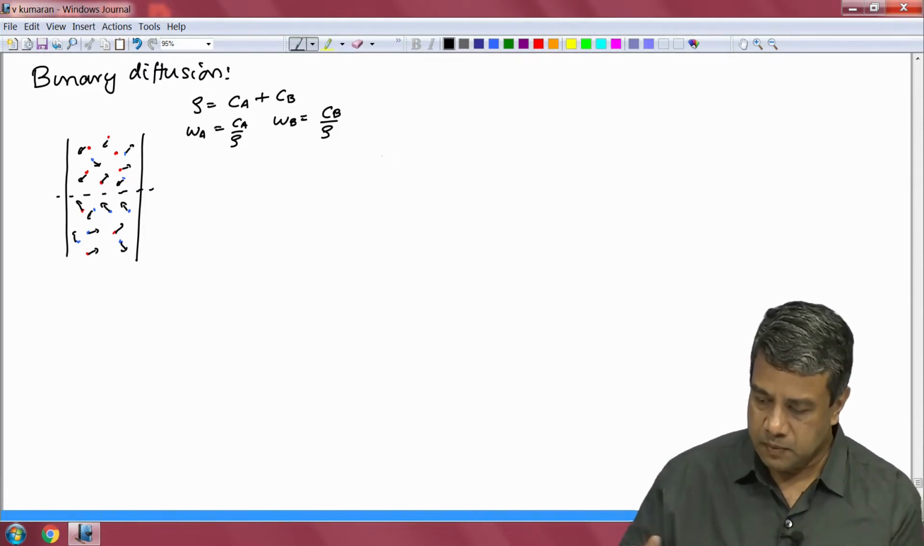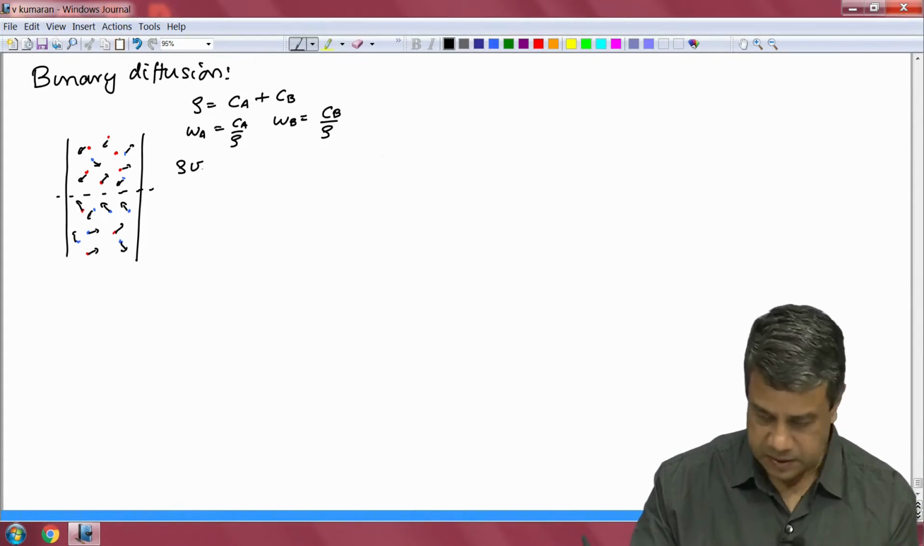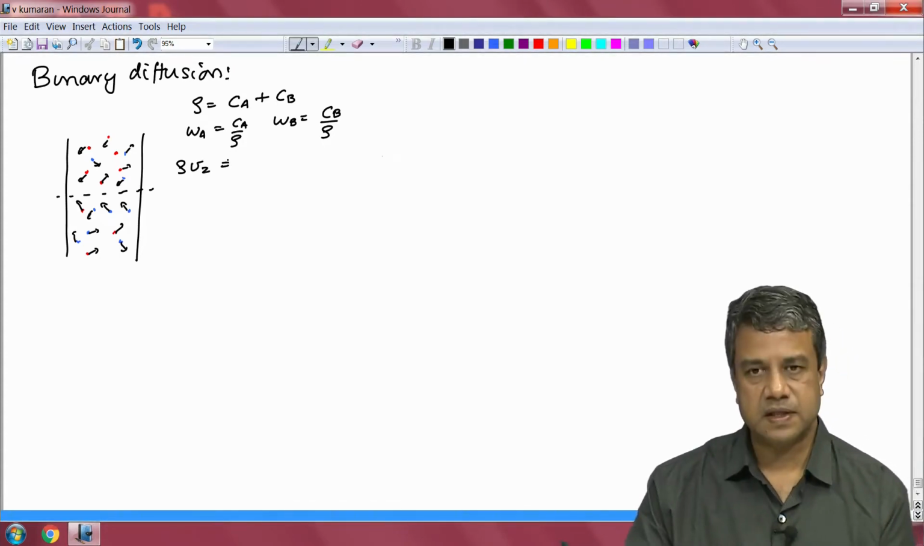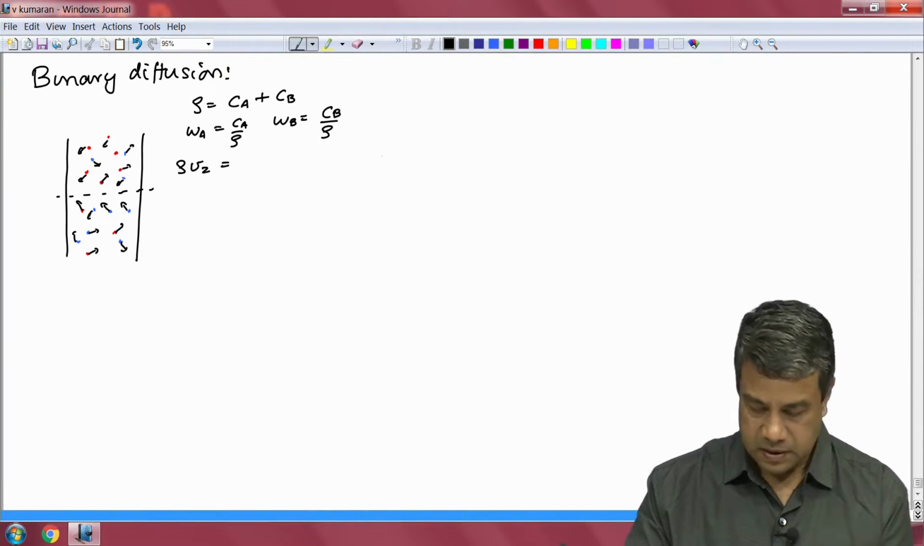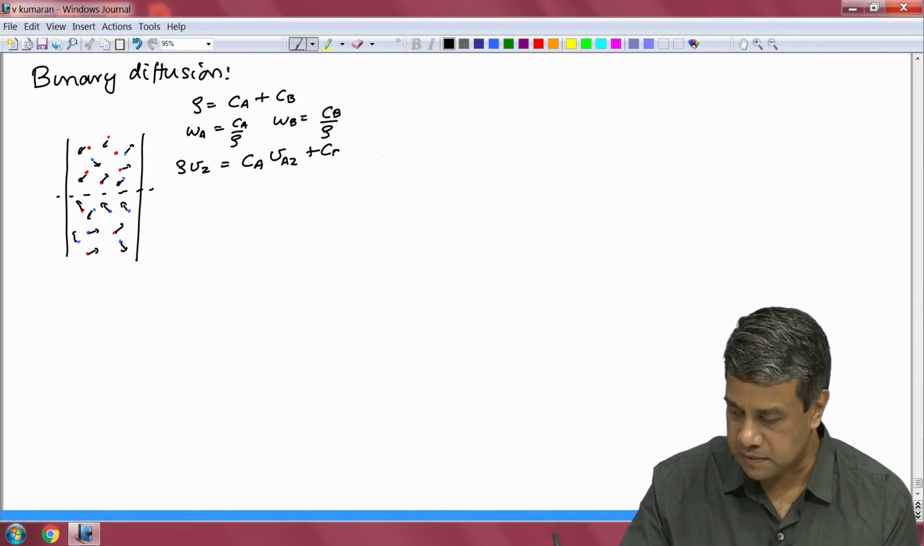The total momentum, rho times Vz, where Vz is the mass average velocity, is equal to the concentration of A times the species average velocity of A plus the concentration of B times the species average velocity of B.